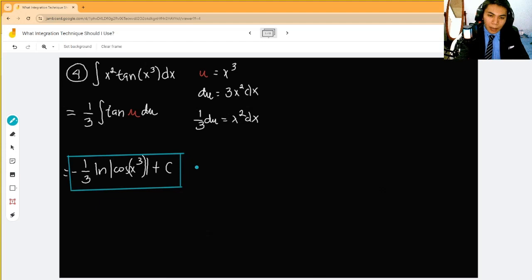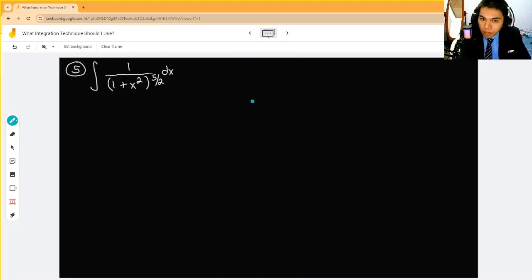Okay, moving on. Number 5. Now this is an even trickier integral. So we have the integral of 1 over the quantity 1 plus x squared raised to 5 halves dx. Okay, now what have we noticed with this equation, right?